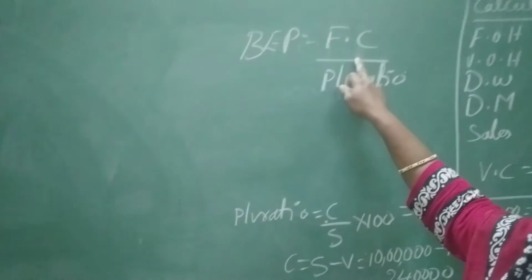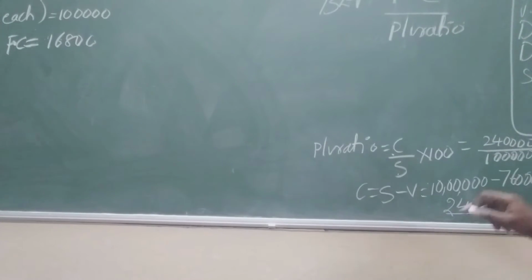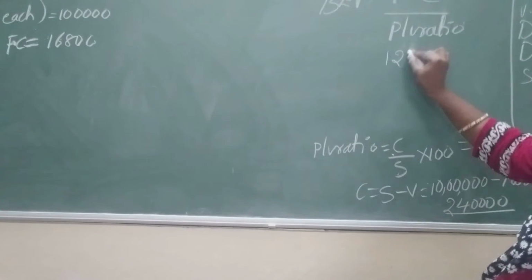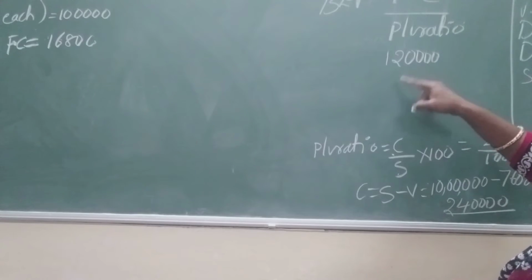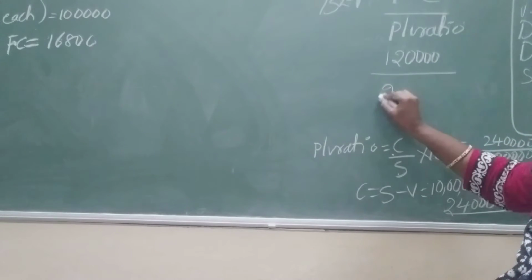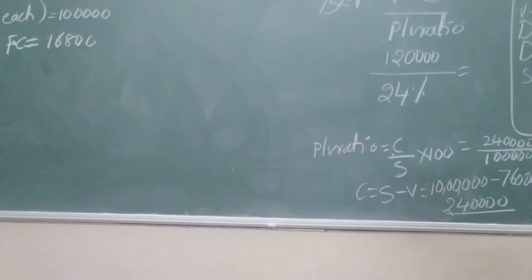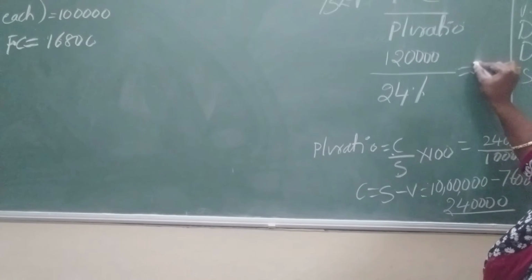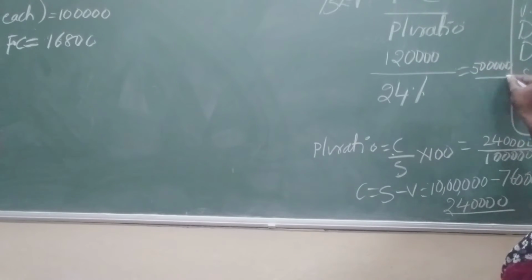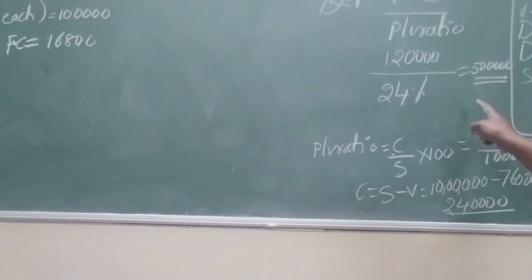So I am calculating BEP now again. What is the BEP formula? Fixed cost by PV ratio. What is the fixed cost value given in the question? 1,20,000, divided by PV ratio, which is 24%. If you do this, you are going to get the answer. 1,20,000 divided by 24%, you are getting 5 lakhs. What is the answer? 5 lakhs is the answer. Clear? So please note down this problem.